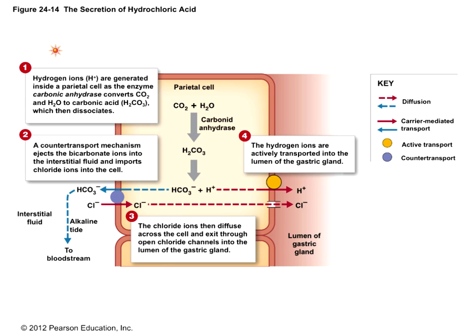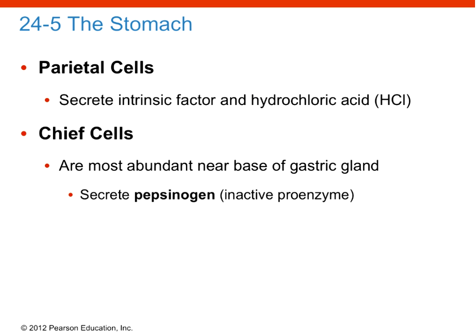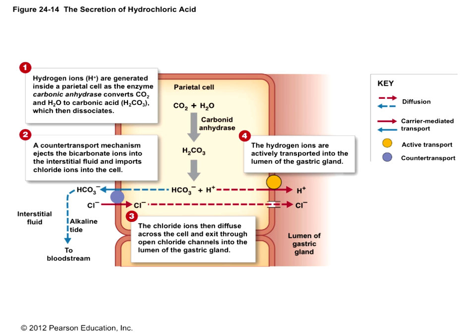So first and foremost, now were they chief cells or were they parietal cells that made that hydrochloric acid? You guys remember? Let's go back for a second. They were the parietal cells that made the hydrochloric acid. So first and foremost, parietal cells go through this process.